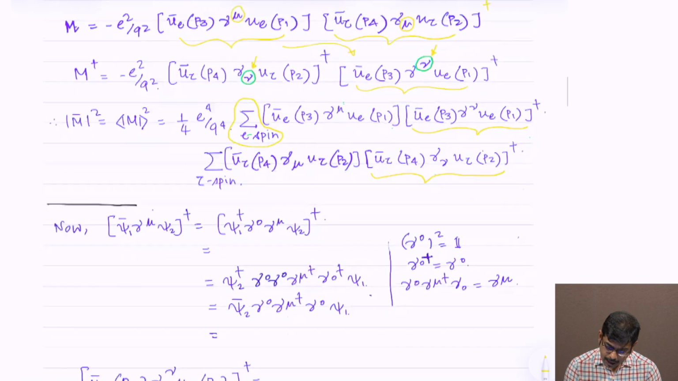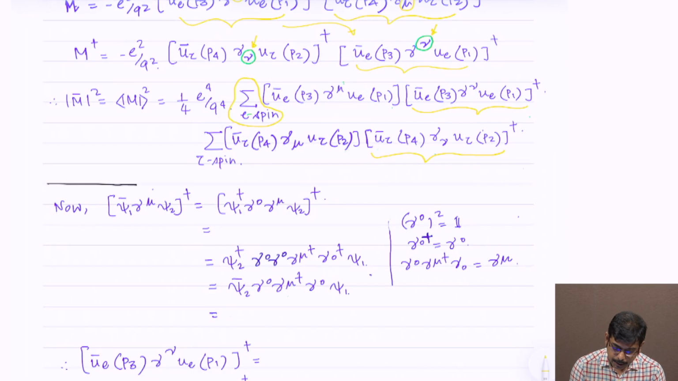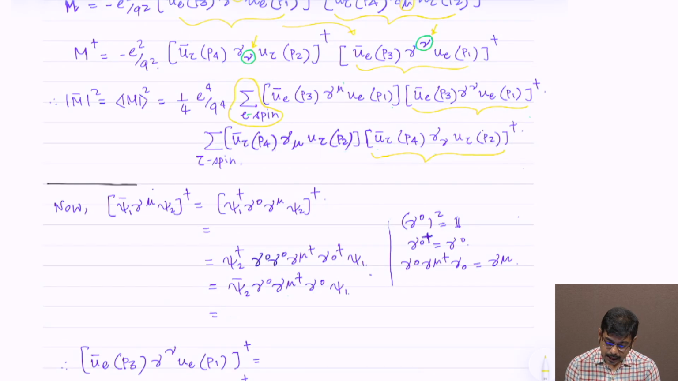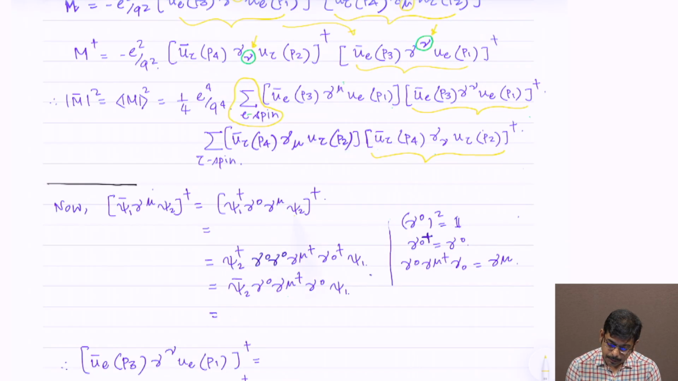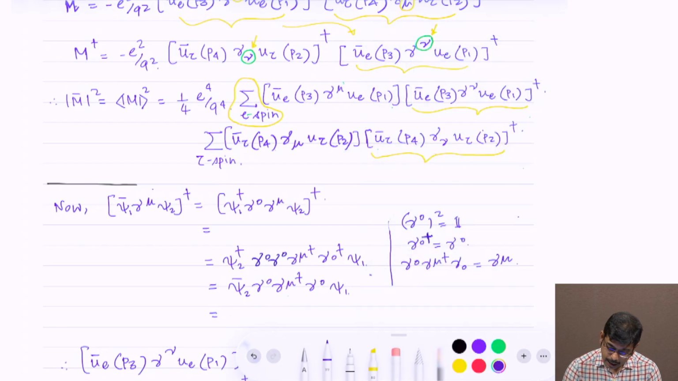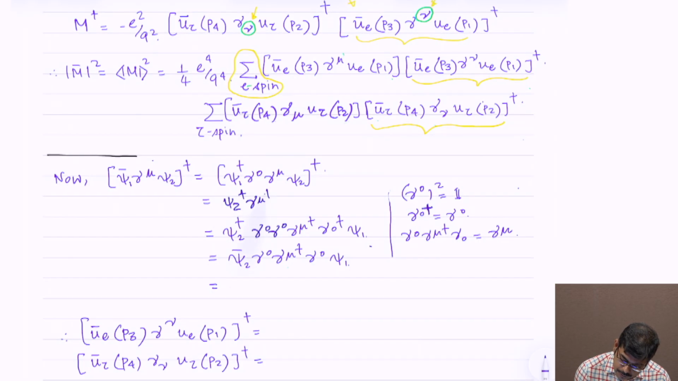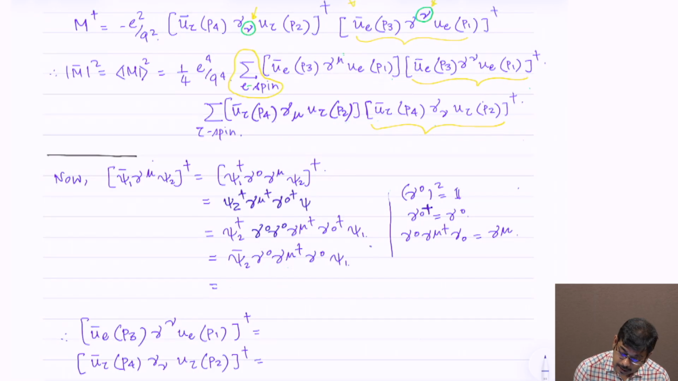So let's try to find out the generic expression. Let's write [ψ̄1 γ^μ ψ2]†. So if I take this, ψ̄1 by definition is ψ1† γ^0, so we have [ψ1† γ^0 γ^μ ψ2]†. And once again, when we take the dagger of a matrix, we all know that the dagger comes in the reverse direction. So it will be ψ2† γ^μ† γ^0† ψ1.